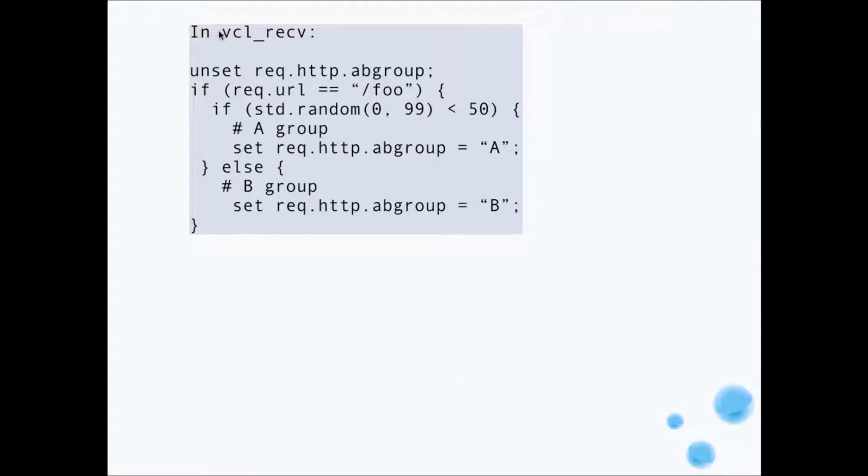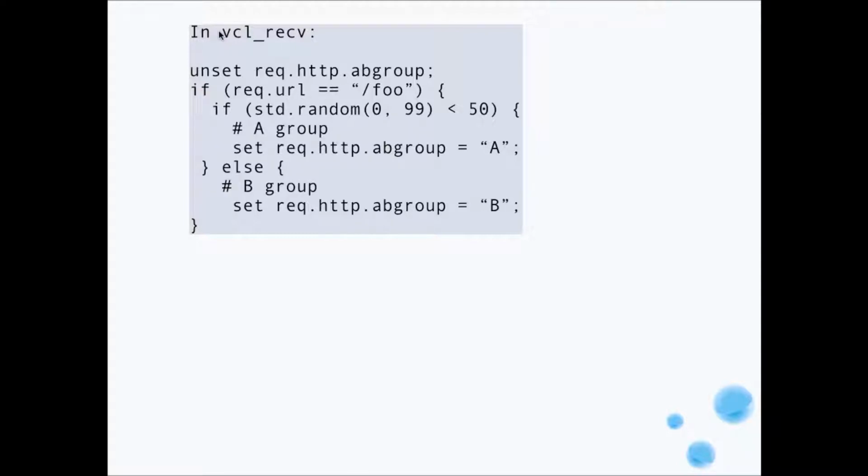There's some very simple VCL here. A couple of things to note. The first thing we do is unset req.http.AB-group. What we do here is use the request object in Varnish as a place to store state for this request. That's a pretty normal thing to do. We unset it at the beginning so we know for sure that the user isn't providing us with any garbage data.